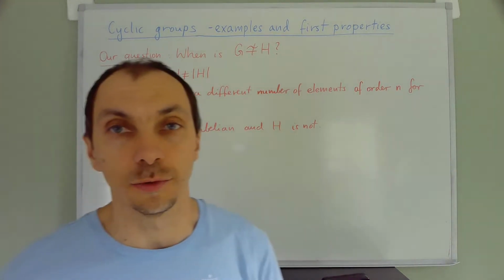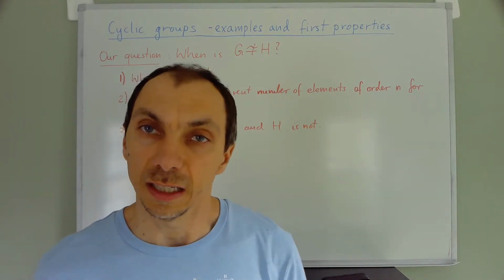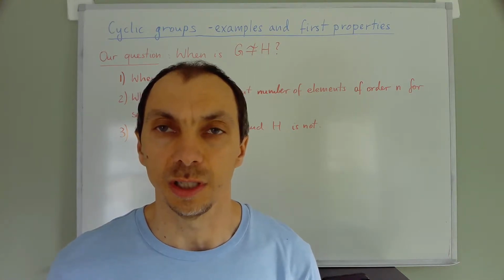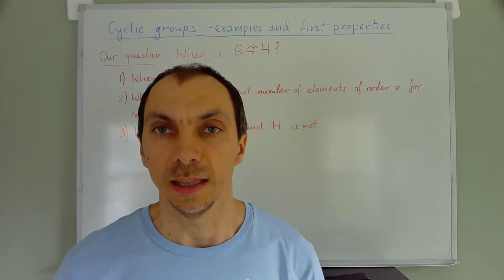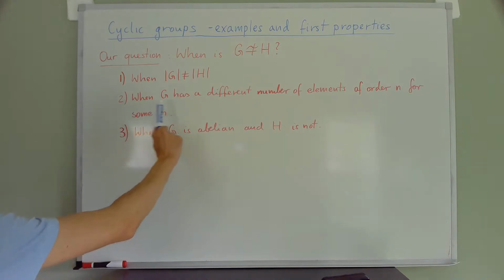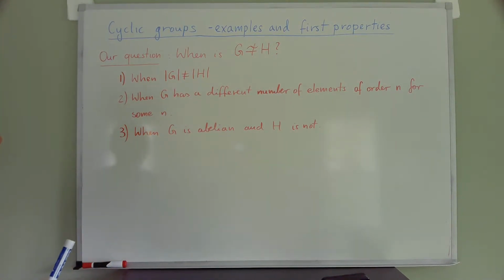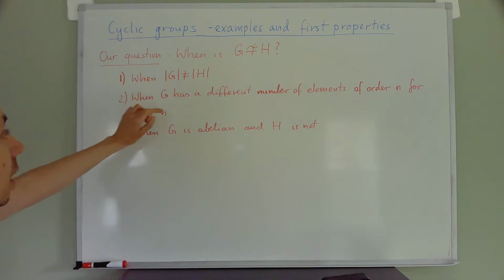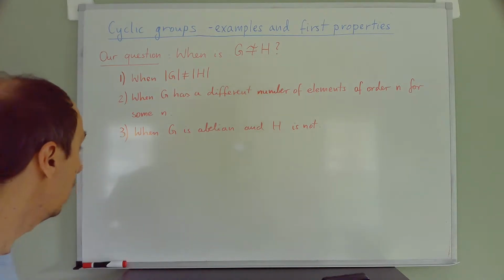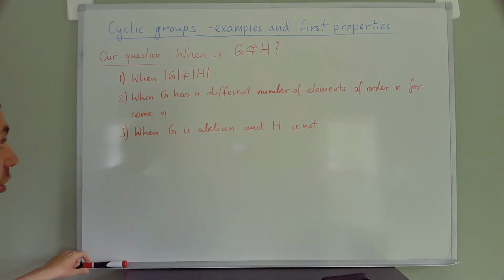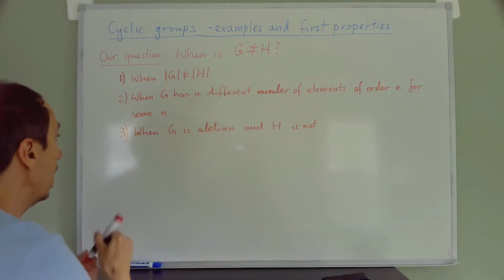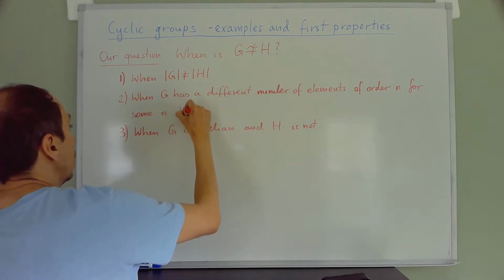Sometimes, however, you have groups that have the same number of elements, like the example we looked at, Z mod 4Z and Z mod 2Z cross Z mod 2Z. Both of these groups had the same number of elements, 4. However, we have this more refined case where if we can count how many elements of a given order G has, then H, if it's isomorphic to G, should have the same number. So G is not isomorphic to H when G has a different number of elements of order n, for some n, than H.